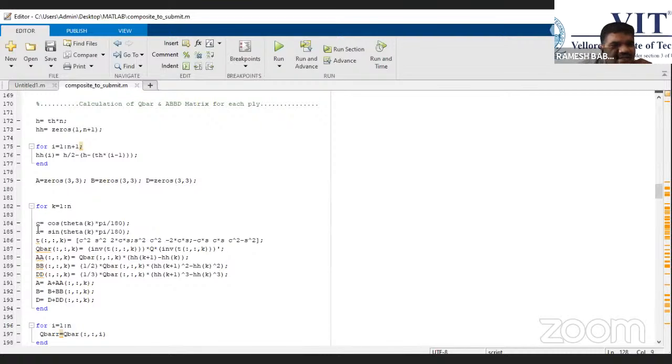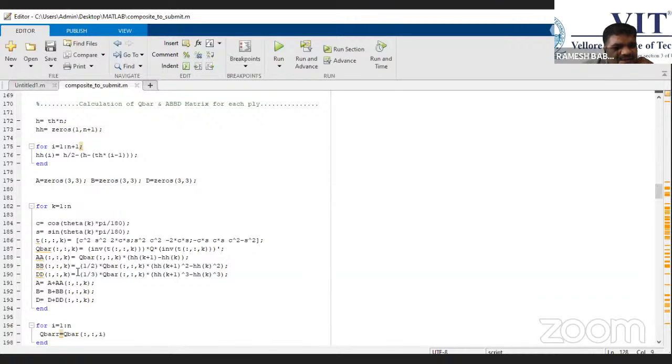we got this cos theta and sin theta, the theta conversion. Then now it is the orientation. The orientation will bring all the orientations to one side, and after that, here there is no tapered case. That's why there is only one transformation, with cos theta and sin theta. AA, BB, DD. Then A equals A plus AA, B equals B plus BB, and D equals D plus DD.